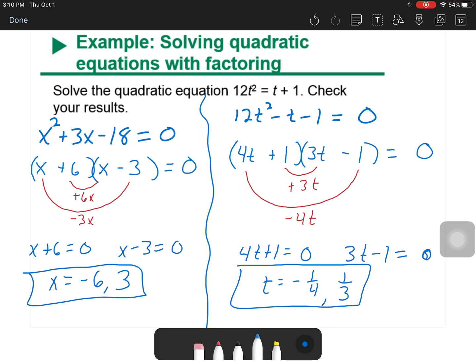Okay. So again, it's always important to check your outer and your inner products so that the sum of those two will equal your middle coefficient. Okay, your linear coefficient.